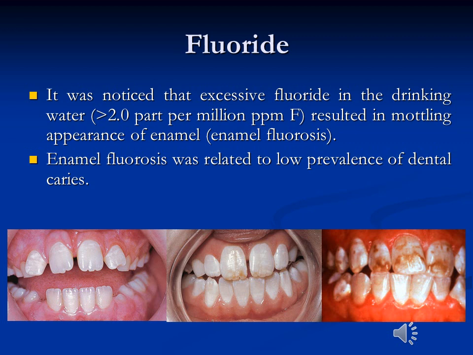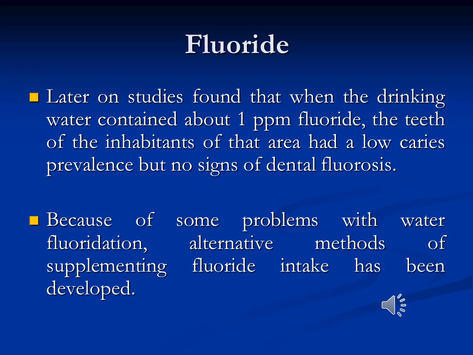Enamel fluorosis has degrees from mild, as in the picture in the lower left, to moderate, as in the picture in the middle, to very severe, and can result in bad discoloration of the teeth, as in the photo on the right side. Other than causing staining and mottling of the teeth, enamel fluorosis was also noticed to be related to a low prevalence of dental caries, which means increased tooth resistance to demineralization.